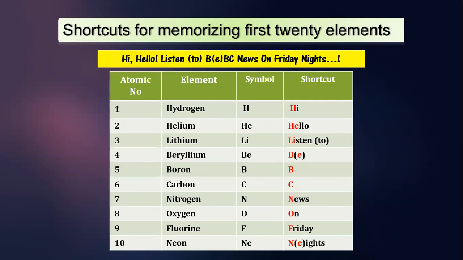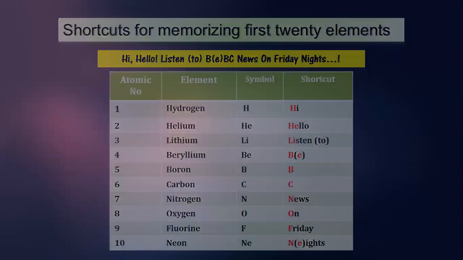So if you see over here, these are the first 10 elements. H of hi is hydrogen, He of hello is helium, Li of listen is lithium, and so on and so forth. So see how fun it is to study chemistry using these nice mnemonics or shortcuts. Then I have another shortcut to remember the next 10 elements.